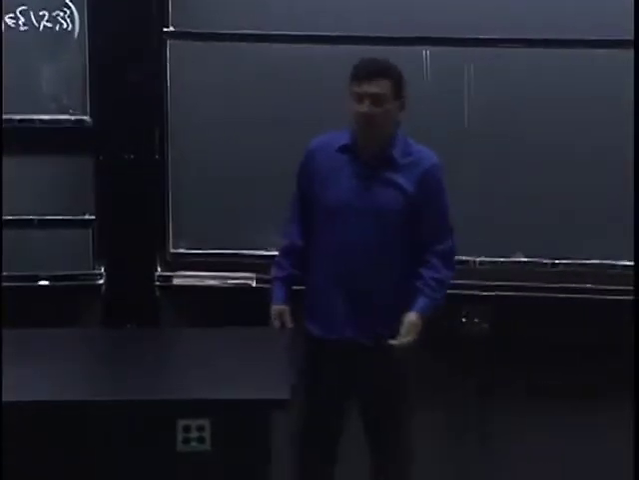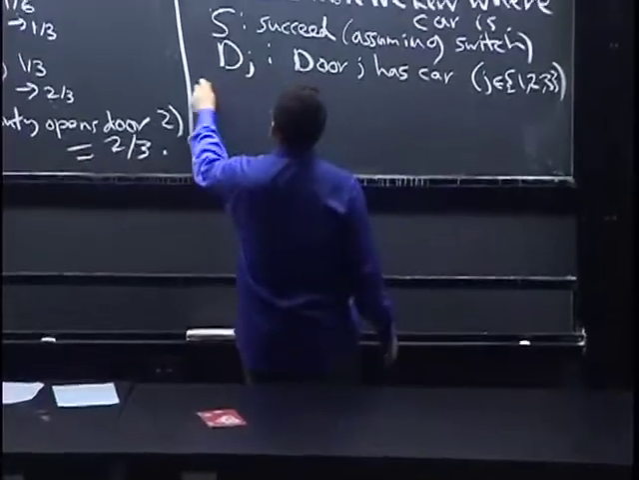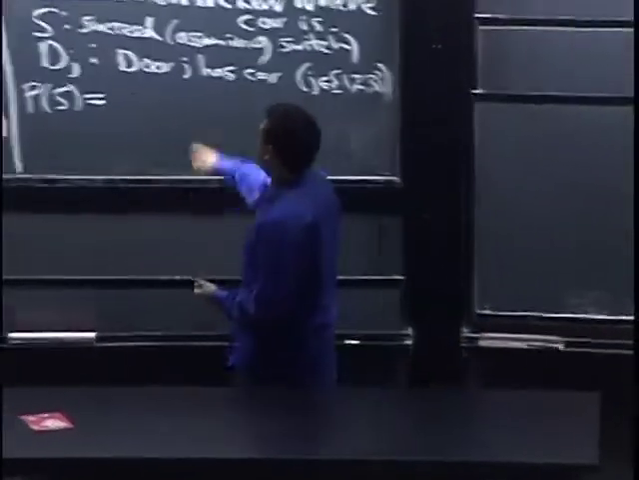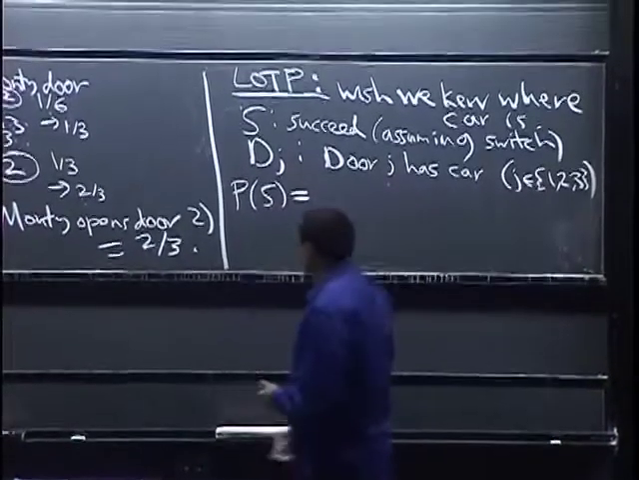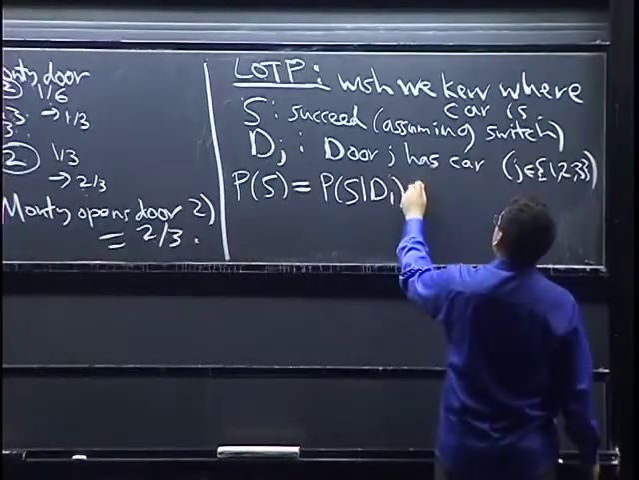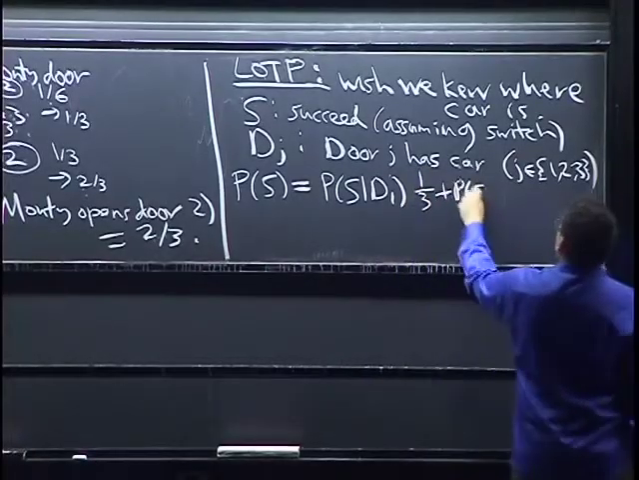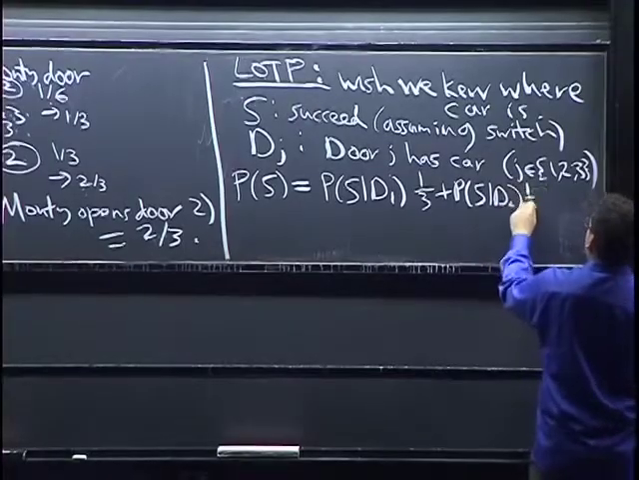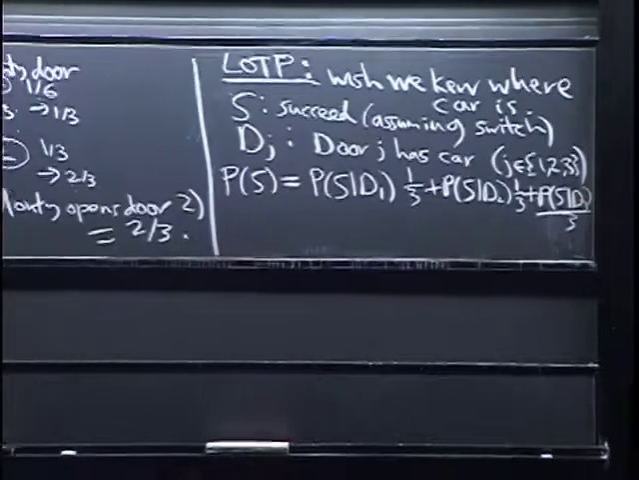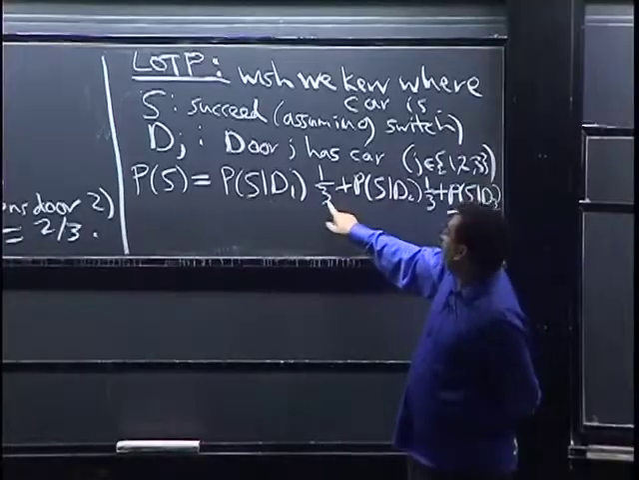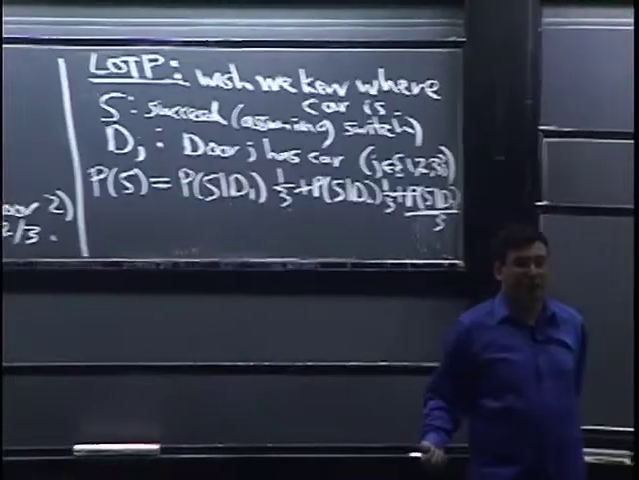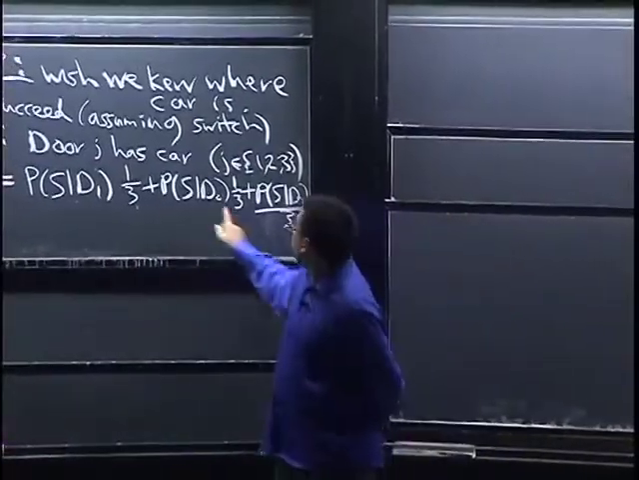Now let's do a calculation of the probability of success. The law of total probability just says, condition on which door has the car. That's what we wish we knew. So that's just P of S given D1 times P of D1, which is 1/3, plus P of S given D2 times P of D2, which is 1/3, plus P of S given D3 times 1/3. P of D1 is the prior probability that door 1 has the car, and we're assuming that they're all equally likely to start with, so it's just 1/3, 1/3, 1/3 for these weights.